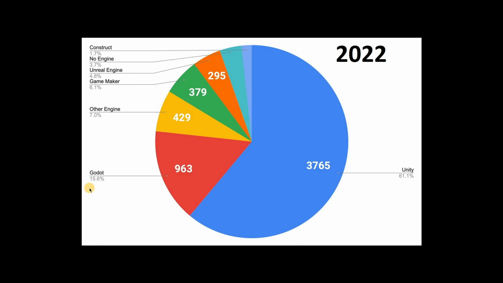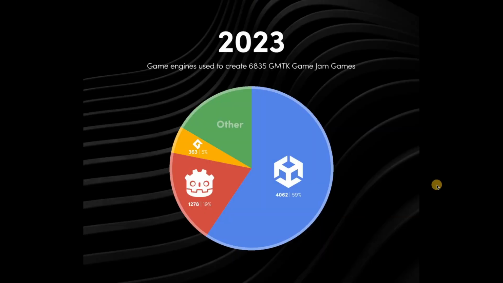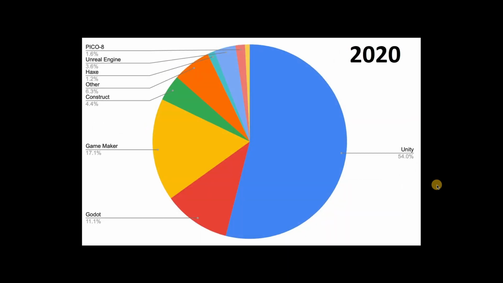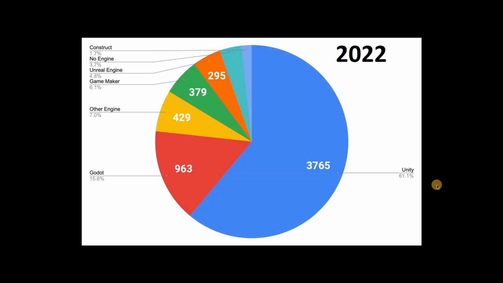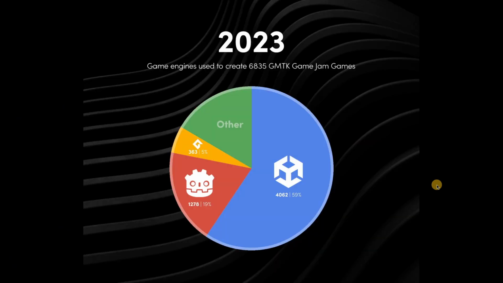That's huge. And Unity, there have actually been fewer people using Unity, 61 versus 59. It was actually the first time in 3 years that Unity had fewer people using it. In 2020 it was 54, 2021 61.6, then 61.1, that, well, was quite similar, and then in 2023 it had 59. So it was the first year that fewer people were choosing to use Unity.